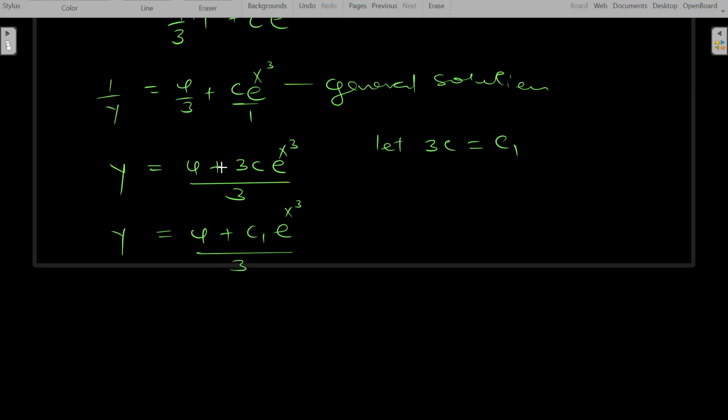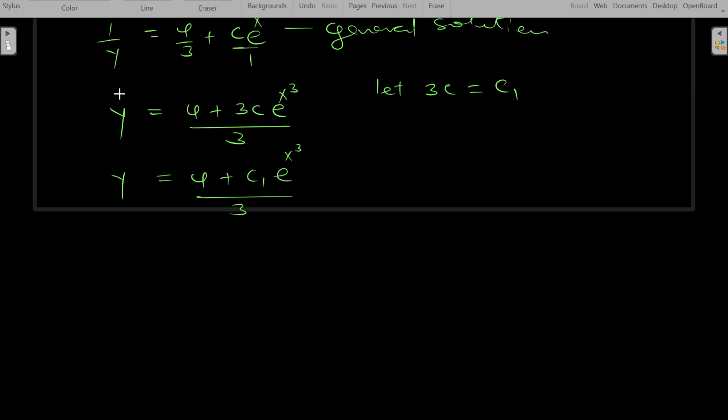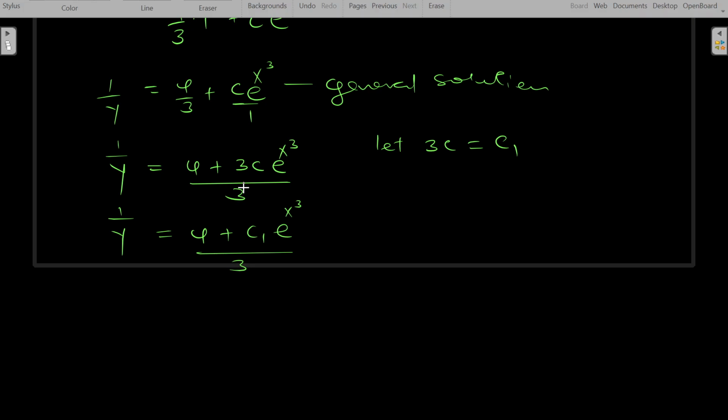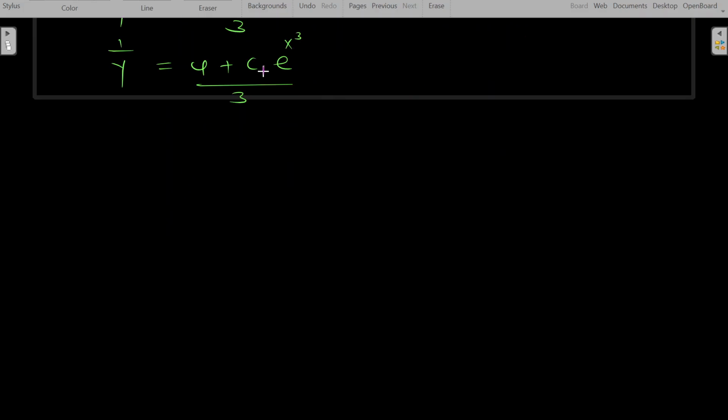Okay, this should not be y, this should be 1 over y. So for me to get my answer, I take the reciprocal of this, and y should be 3 upon 4 plus c1 e raised to the x cubed. So this is my general solution.